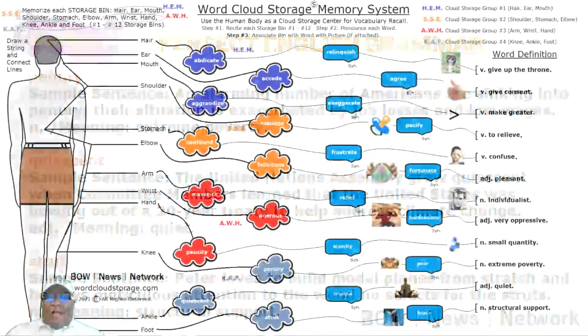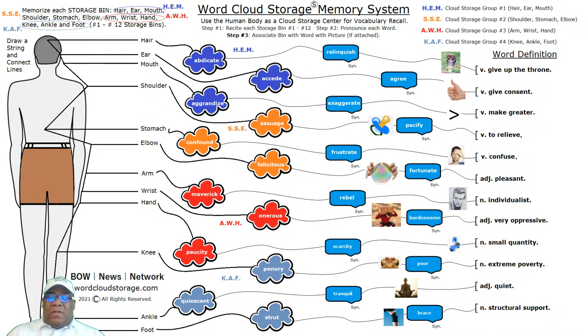On our word cloud storage memory system, we're using 2 hands folded together as if begging, as a picture for word association. You could also make the association of the knee storage bin, as if you're on your knees begging because you're in a state of extreme poverty. So that is another way to increase your memory of that word.